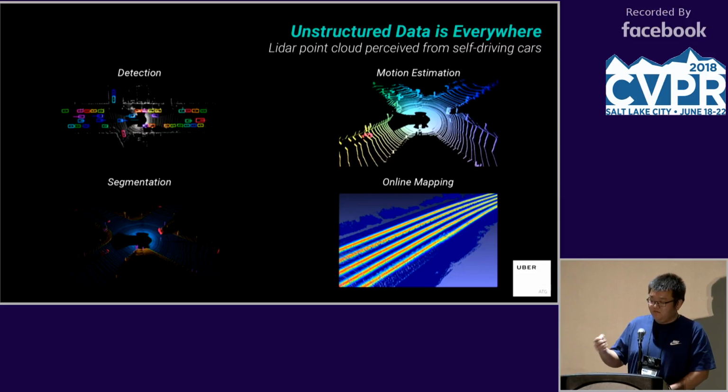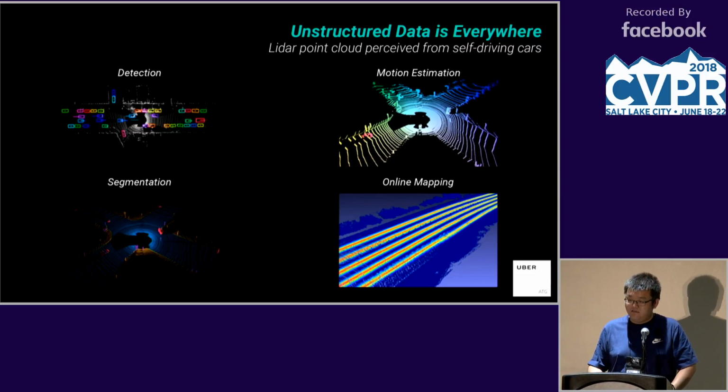We have a need to process it. For instance, the LiDAR point cloud perceived from self-driving cars. It has critical applications such as detection, motion estimation, segmentation, and mapping.